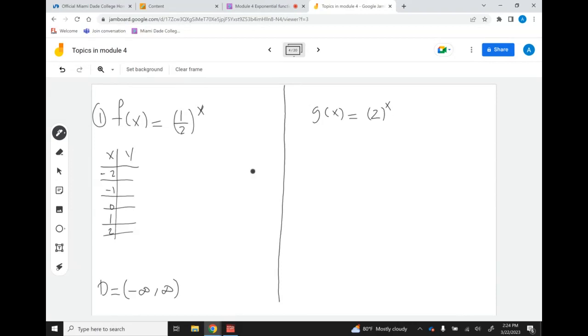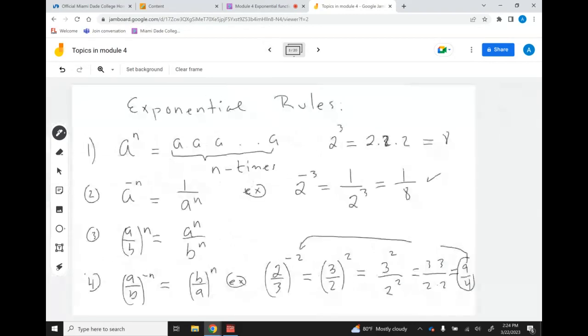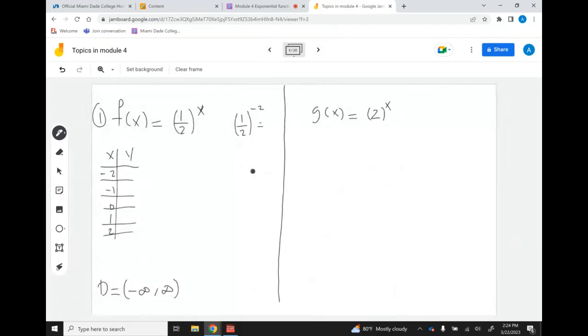Well, this is exactly what I was doing before, where you will have 1/2 raised to the negative 2 power. So what is that equal to? Well, you're going to use number 4. That means you're going to flip over 1/2, and that gives you 2 squared. The exponent now becomes positive. So now 2 squared is 4. And I do the same for 1/2 raised to the negative 1. This is actually 2 for the same reason.